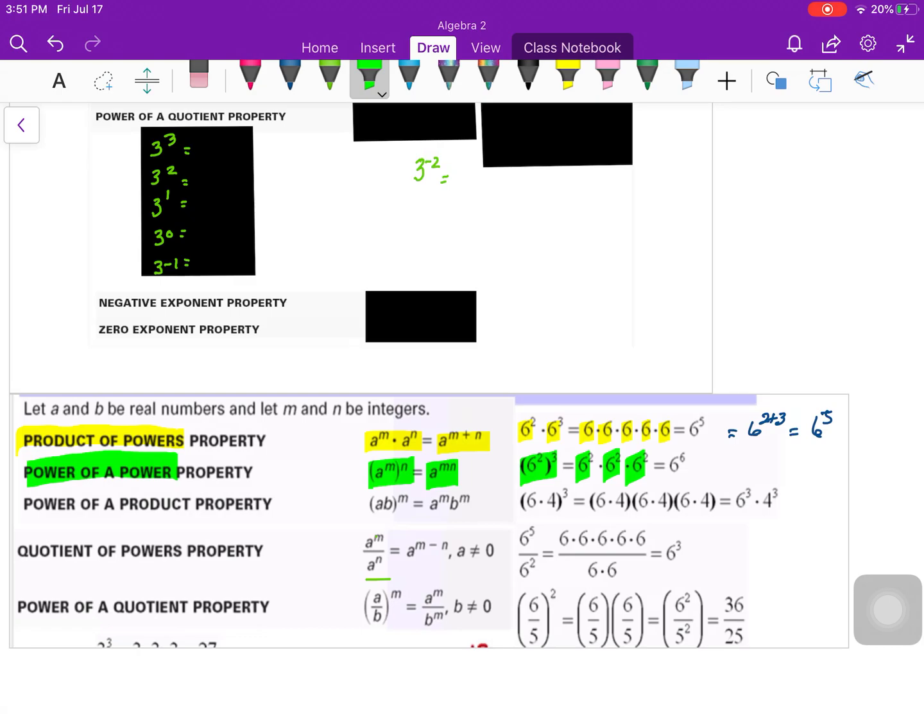Example, 6 squared cubed. Well, that would mean a 6 squared times a 6 squared times a 6 squared. So that is 2, 4, 6, 6 to the sixth. In other words, when it's power to power, it's the same as 6 to the 2 times 3, which is 6 to the sixth.